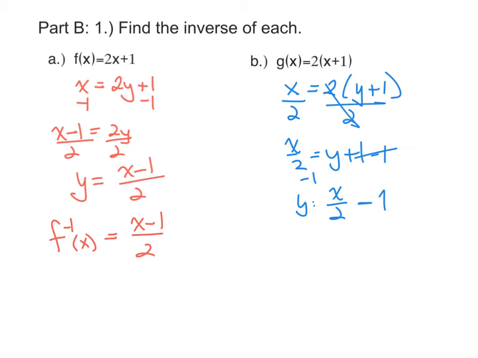So call it the inverse. G inverse of x is equal to x over 2, if you want to call that 1/2 x, or just leave it as x over 2, that's fine, minus 1.